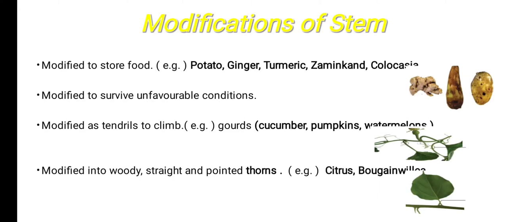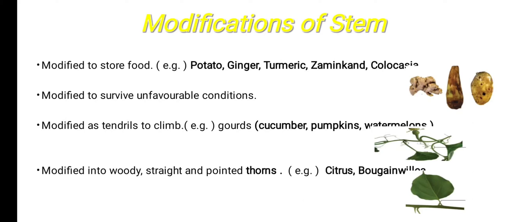Third one is modified as tendrils to climb. Example, gourds, cucumber, pumpkins, and watermelons. We may come across a variety of climbers like cucumbers, pumpkins, watermelons, bottle gourds, ridge gourds, bitter gourds, and you name it. A lot of things are there. So, if you look closely in this picture, you can see the tendrils. They help them to climb on other supports, a twig or something else.